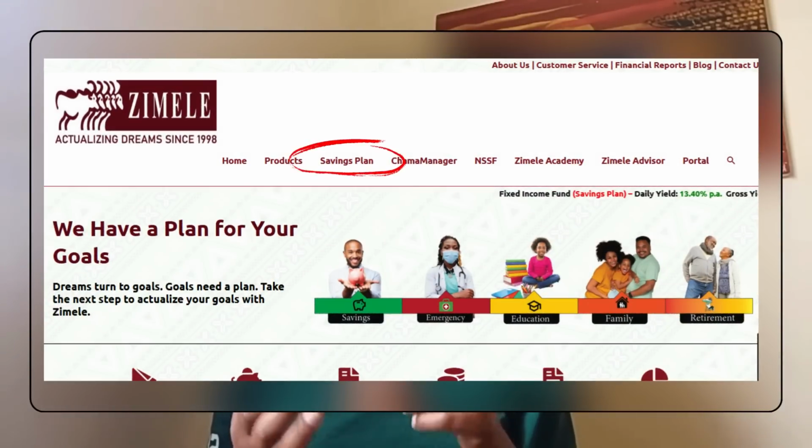Now back to Zimele unit trust, and the one that most people are interested in is the Zimele Fixed Income Fund, which up to January 2024 was the Zimele Money Market Fund, and on their website this fund is also known as Zimele Savings Plan. So if you want to invest in this fund, you go to Zimele Savings Plan. That is where you find the Zimele Fixed Income Fund, which was previously known as Zimele Money Market Fund.